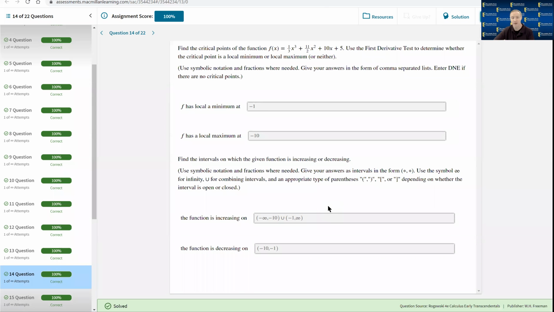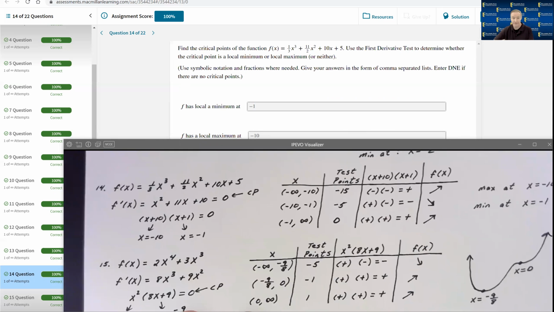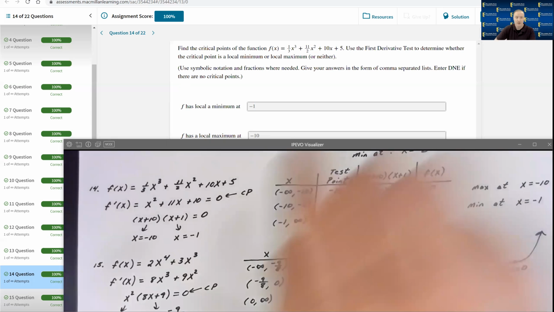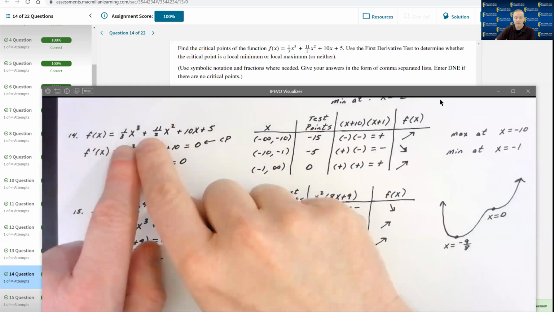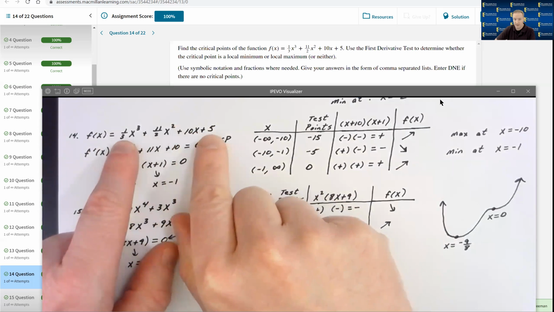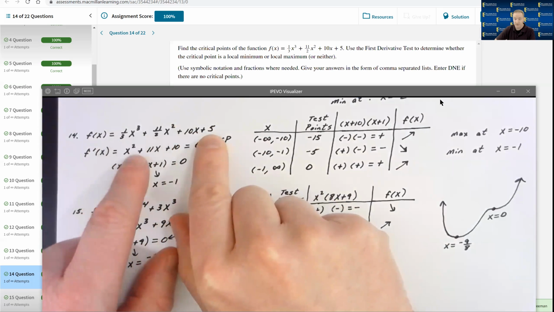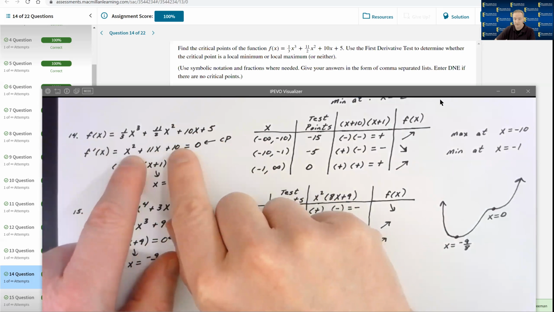Now for the next problem, it goes back to just being a cubic function, and we're asked to do the first derivative test. So I said, well, okay, in this one, and I'll bring this up here a little bit more, I had 1/3 x cubed plus 11/2 x squared plus 10x plus 5. Derivative is super easy on this. I just have x squared plus 11x plus 10.